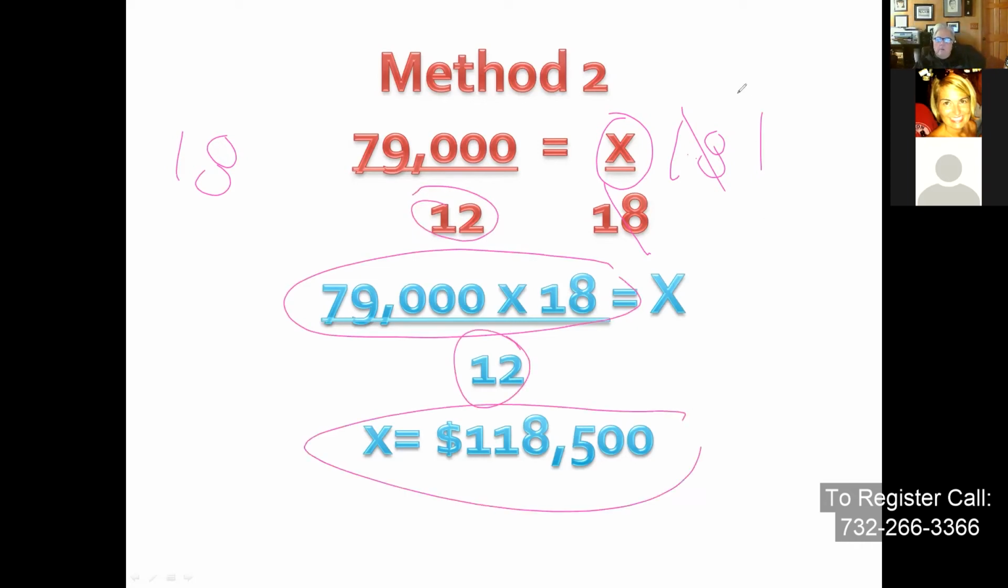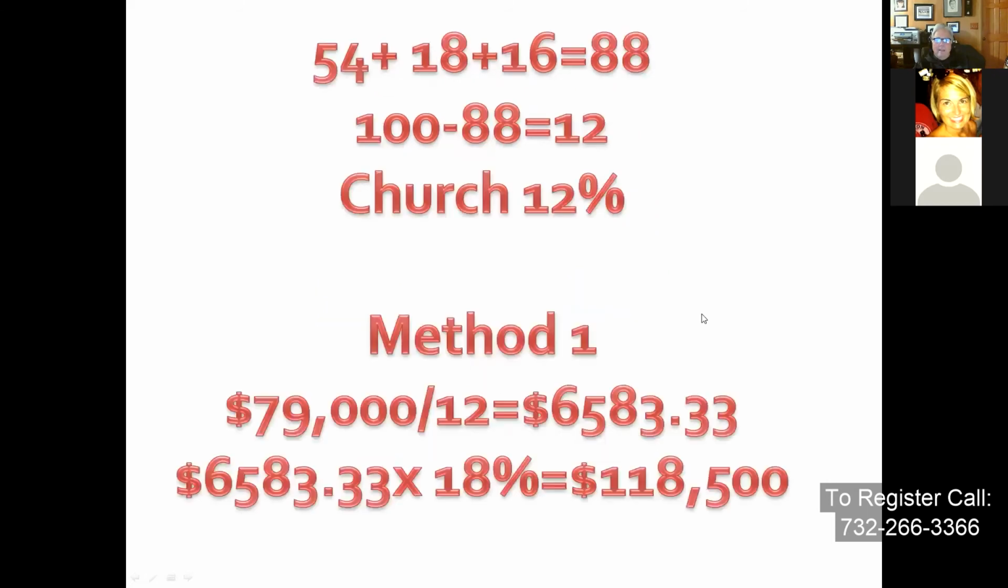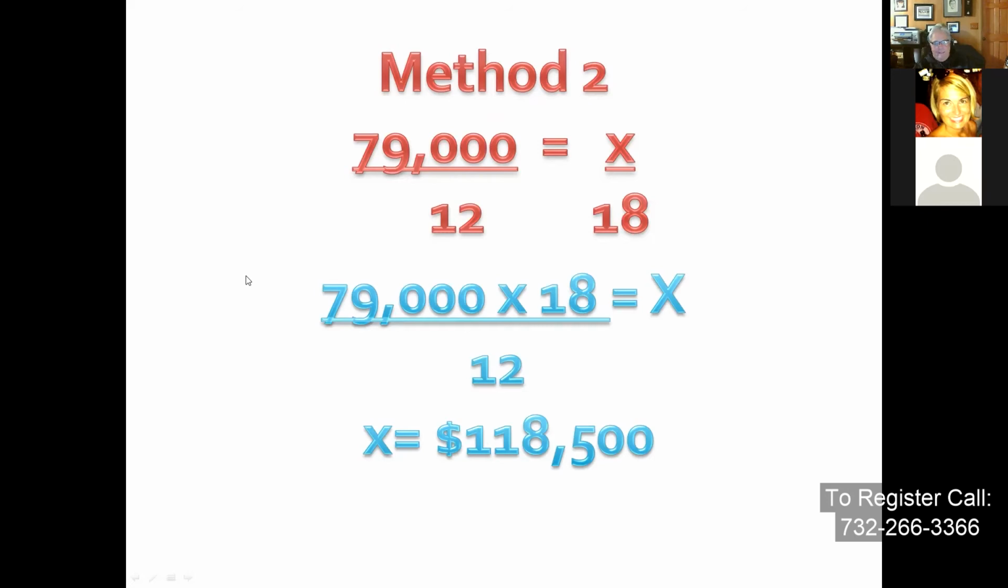That's by using what's called the rule of proportions. The first method is a little simpler. This is an easier method if you remember the rule of proportions. This is to this as that is to that, and then you have to solve for X. 79,000 is to 12% as how much did his daughter get is to 18%.